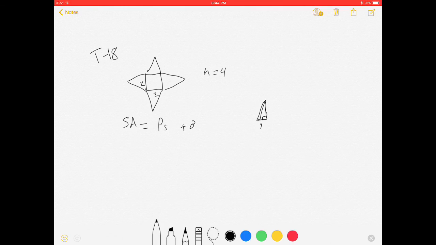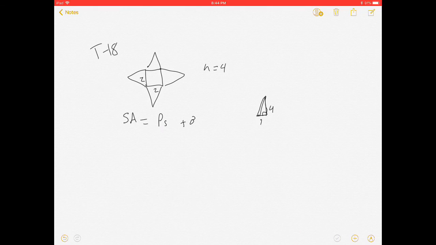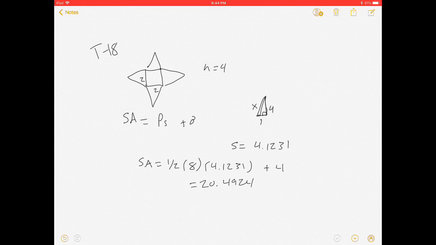So we know the height, which is 4, and we know that 2 divided by 2, so we have to get it halfway in. So 1 by 4, so the slant height has to be the hypotenuse, which is 4.1231. So surface area equals 1/2 perimeter, so that would be 8, because 2 times 4, times 4.1231, which is the slant height, plus 4, which is the base, which equals 20.4924.